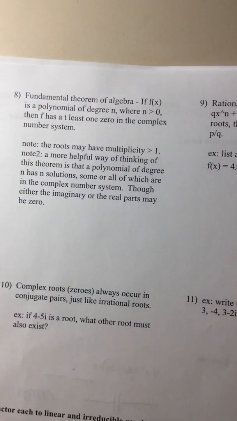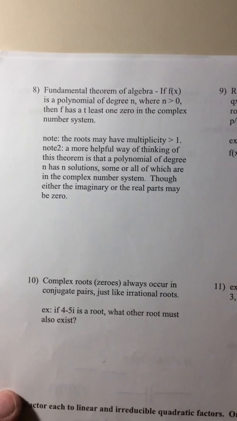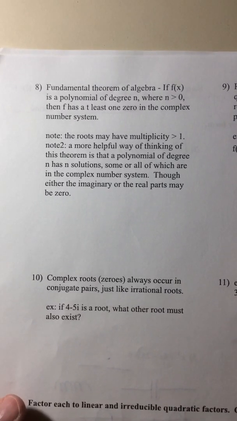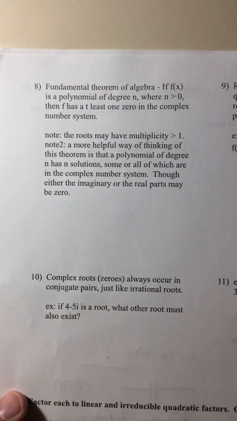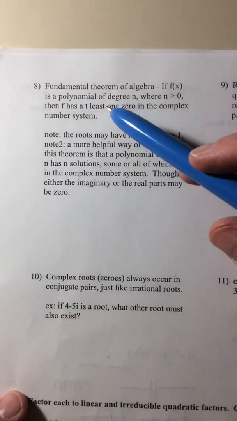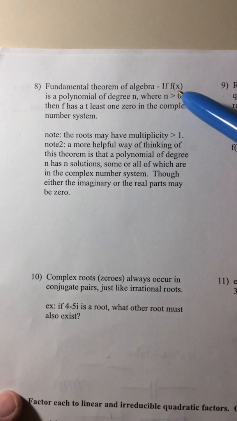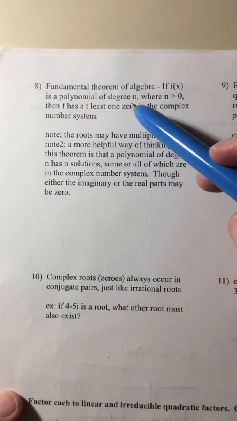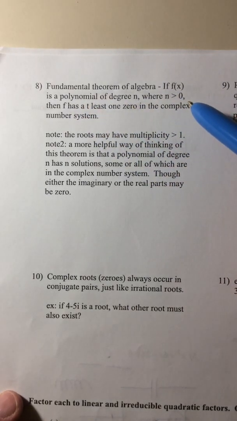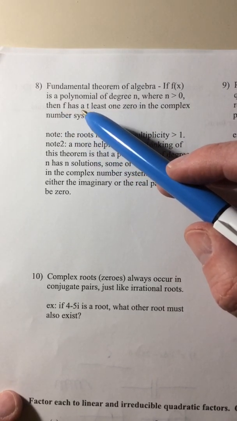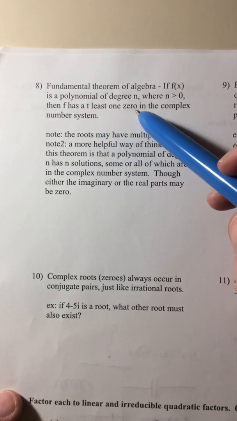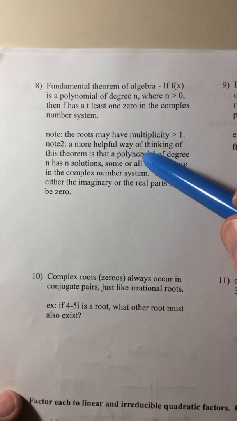Sorry, Patrick, no time here for looking at Schrodinger's equation for a particle. So, the fundamental theorem of algebra. If f of x is a polynomial of degree n, where n is greater than 0, if it's equal to 0, then we have just a constant. Then f has at least 1 zero in the complex number system.